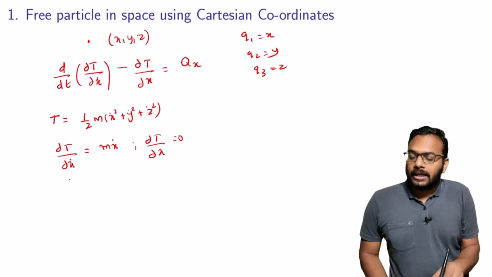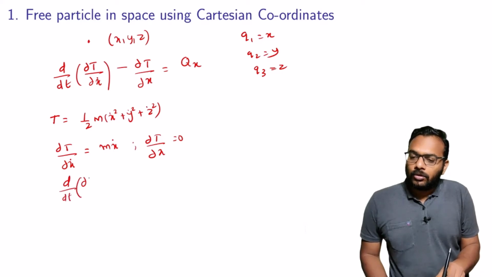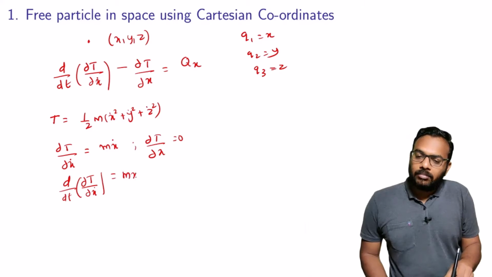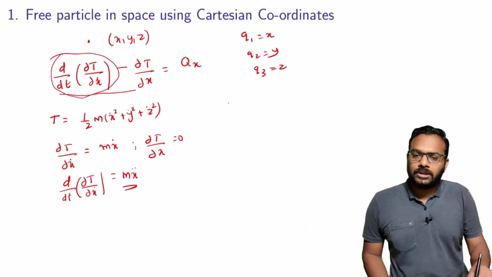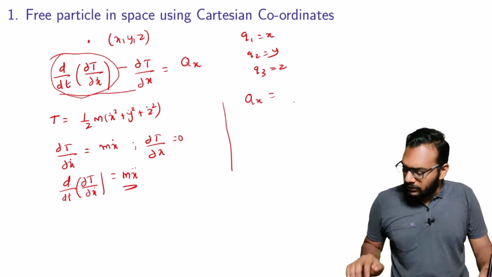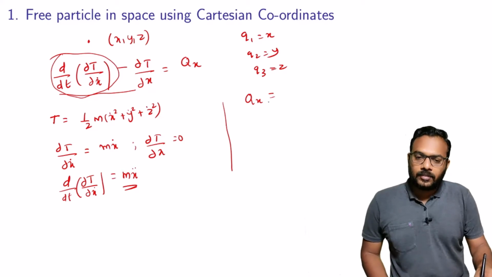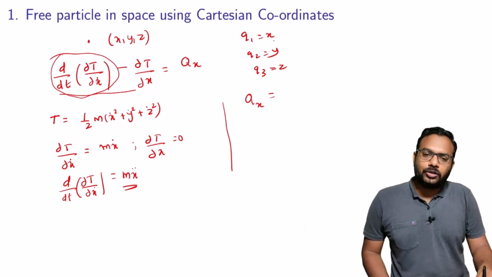And what else do we have here? If you take d by dt of ∂T by ∂x dot, you will get m x double dot. So we just need to construct this equation. We have found this part, it's equal to m x double dot. We also need to find Qx. So how do we find Qx? Since it's a single particle, we don't have a summation here. Qx can be written as this, which means that it's the generalized force component corresponding to the coordinate x.